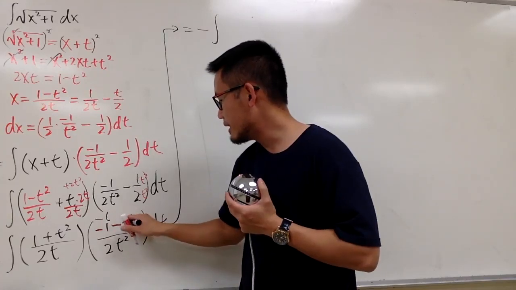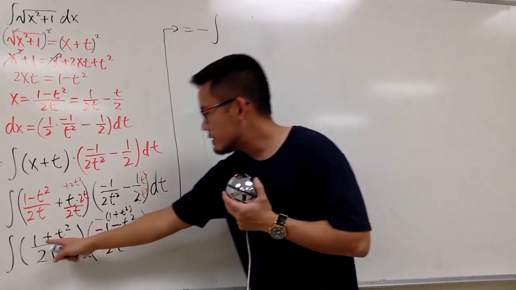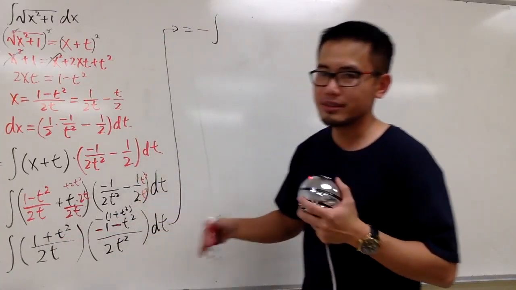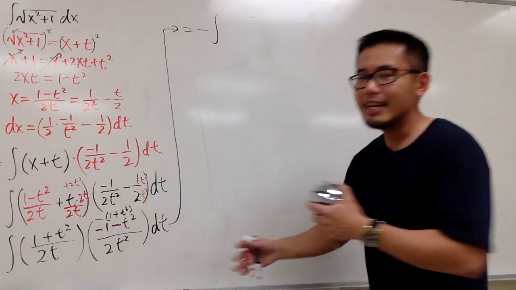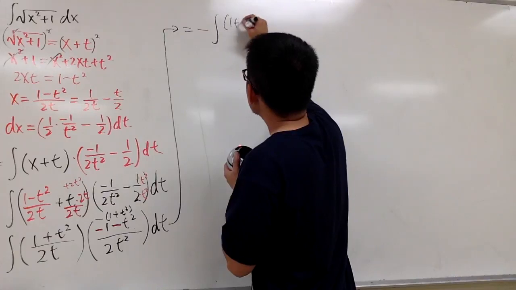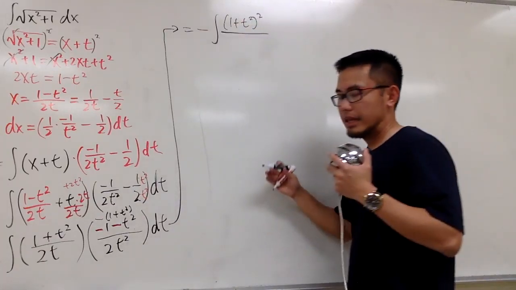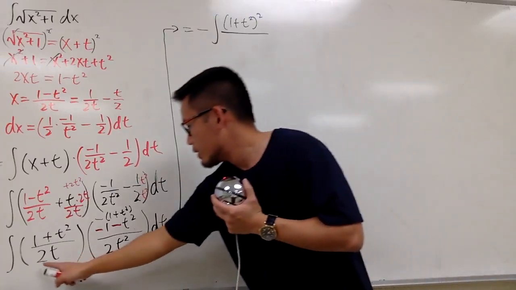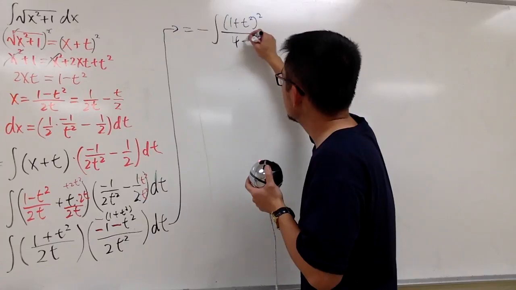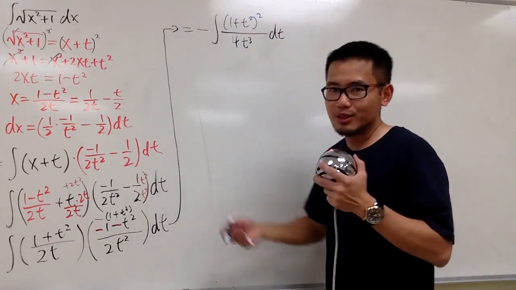Parentheses, and technically now we will have 1 plus t squared, right? This is 1 plus t squared, and this is another 1 plus t squared. They are multiplying, so of course that's just 1 plus t squared raised to the second power. So on the top, we have 1 plus t squared, raised to the second power. And then we do this over 2 times 2, which is of course 4, and then t times t squared is t to the third power. This is dt.